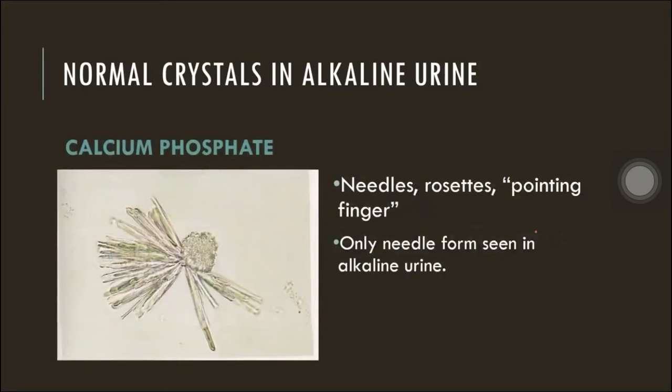Next, we now move on to calcium phosphate. It has a needle, rosette, pointing finger appearance. The form seen in alkaline urine is the needle form. Needle form lang yung nakikita in alkaline urine. Okay, calcium phosphate or apatite.